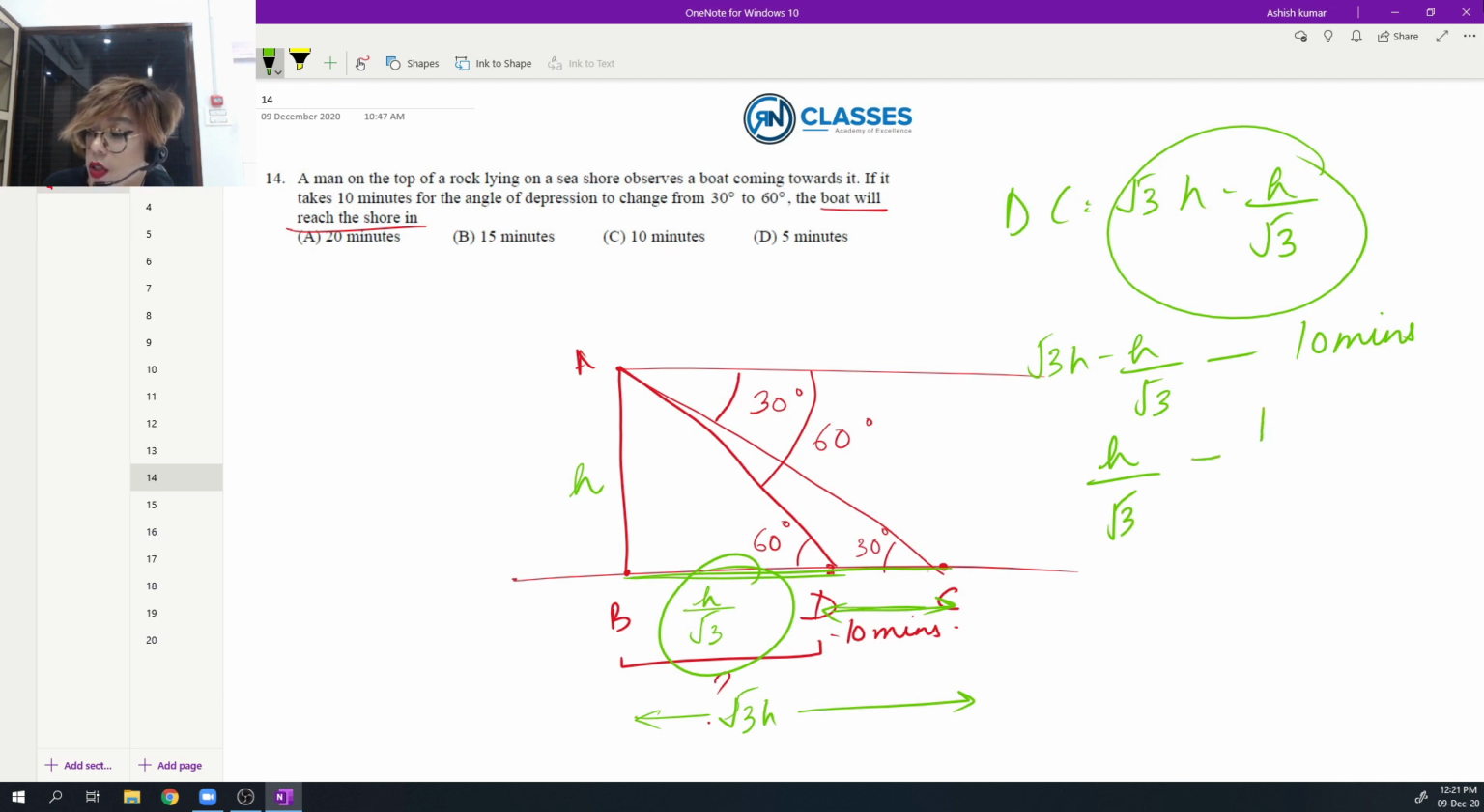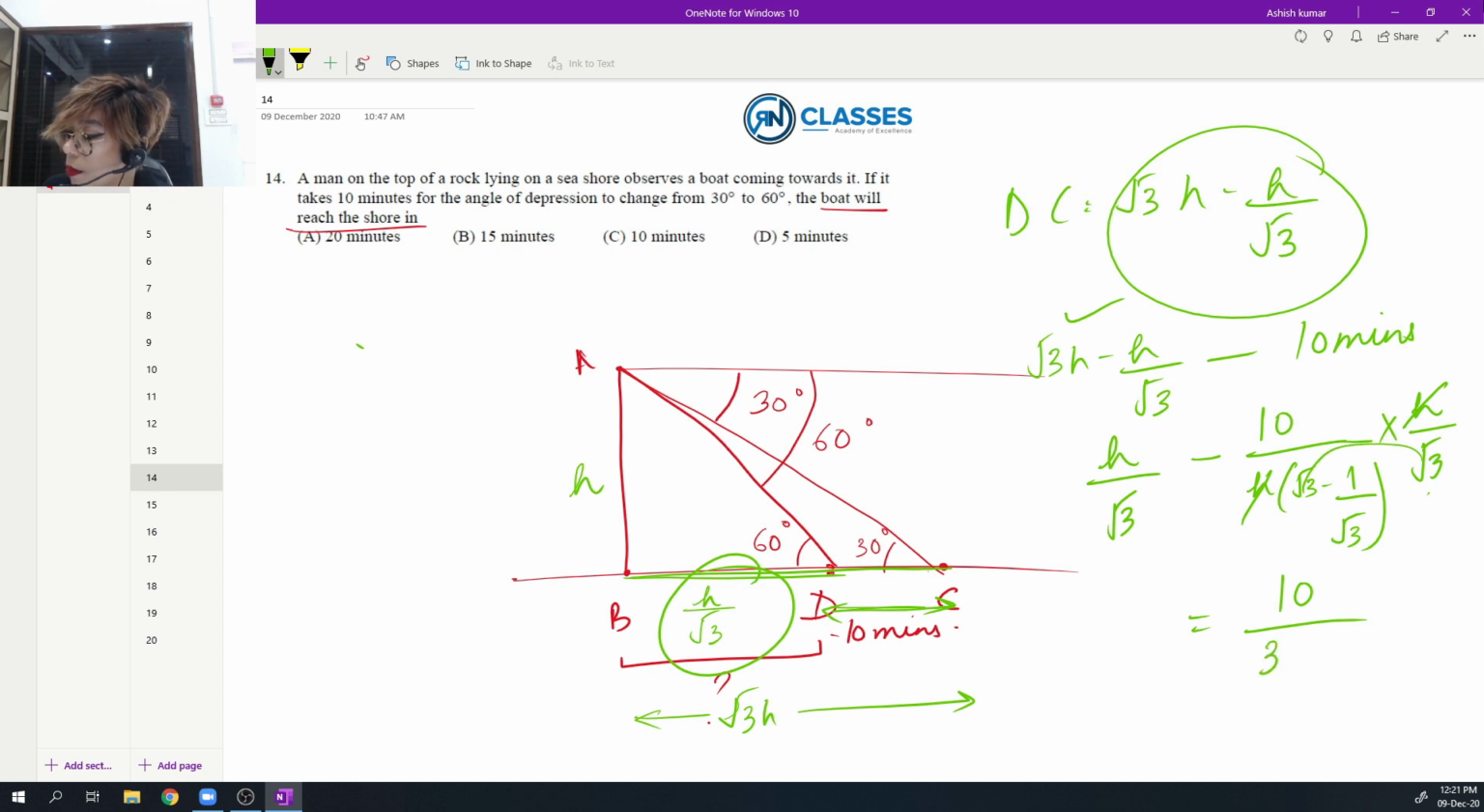So let's calculate. So 10 by this quantity. So h common ले लेते हैं. Root 3 minus 1 by root 3, into h by root 3. Right? ये और ये cancel हो जाएंगे. 10 divide by अब root 3 को multiply करते हैं. So ये आ गया 3 minus 1. So which is 5. 5 minutes. Option D is the correct one.